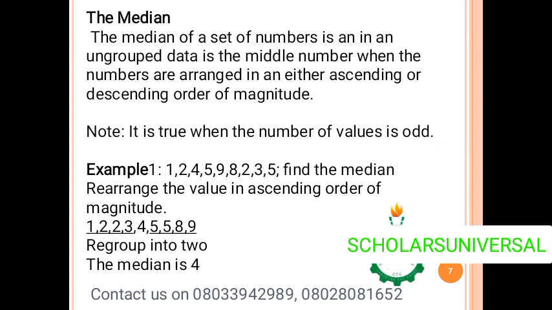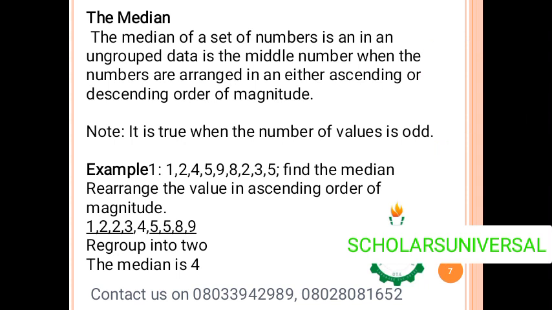The median of a set of numbers in an ungrouped data is the middle number when the numbers are arranged in an ascending or descending order of magnitude. Here, you will need to arrange your data. Even if it's scattered anyhow, you just need to arrange it either in ascending order or descending order. Ascending order means moving from the lowest to the highest, while descending order is from the highest to the lowest.